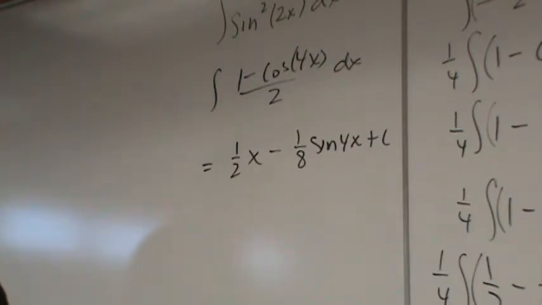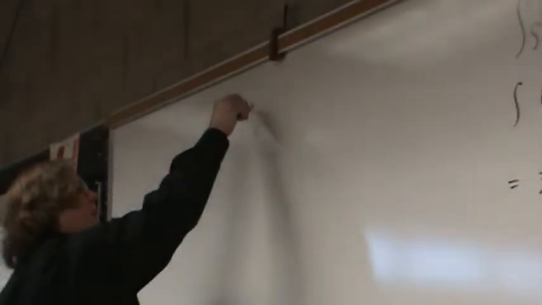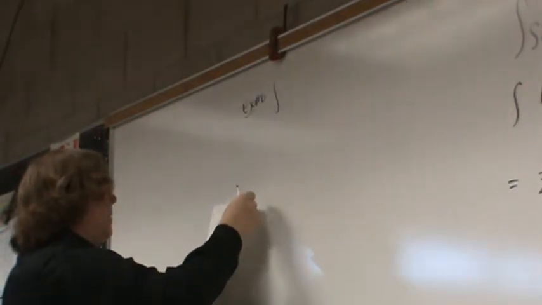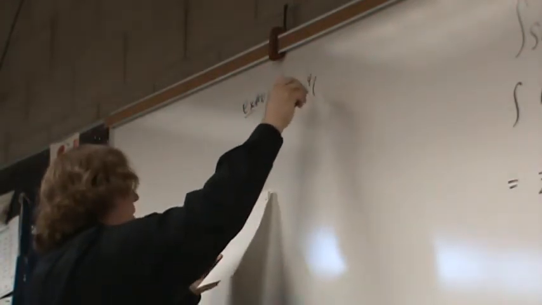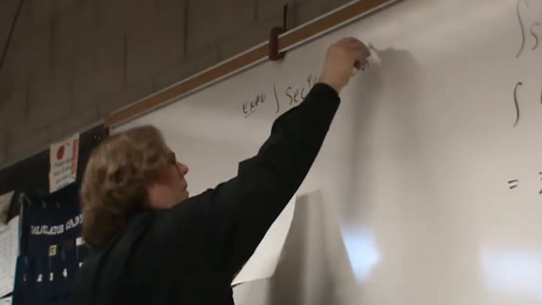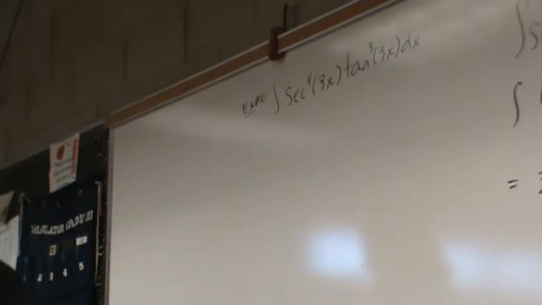Okay, then let's turn our attention to secants. Here, what's that, example 5? So here comes example number 6. Okay, the integral of secant to the 4th power of 3x tangent to the third power of 3x dx. Please check that out.